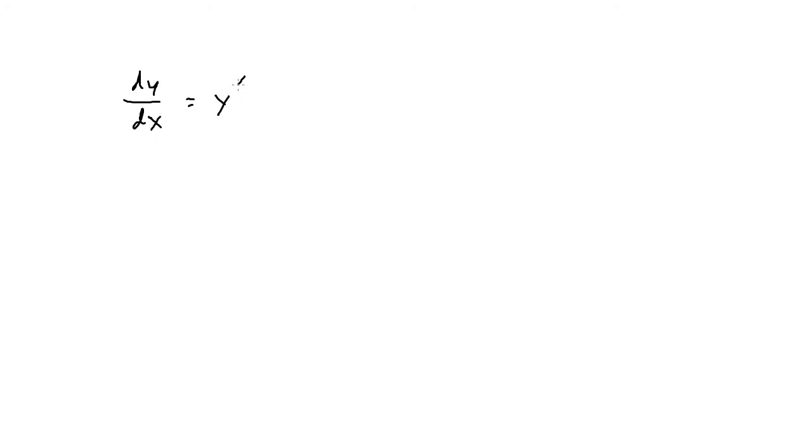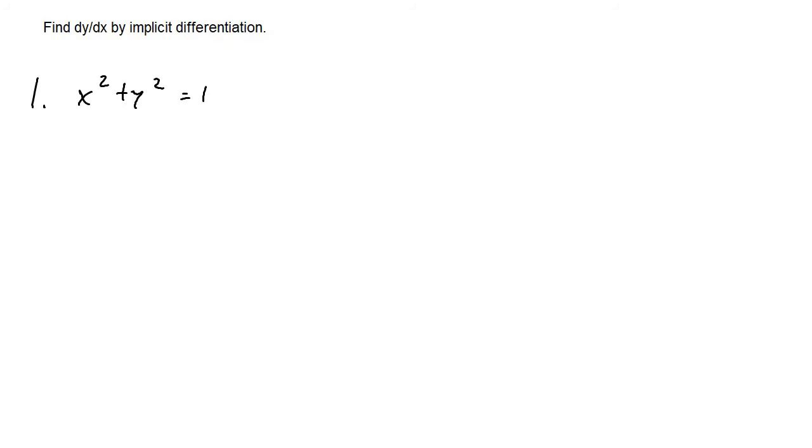So the example problems that we'll do will ask you to find dy dx or y prime. So for these next set of questions, let's go ahead and find dy dx or y prime once again by implicit differentiation. So for number 1, we have x squared plus y squared equals 1.